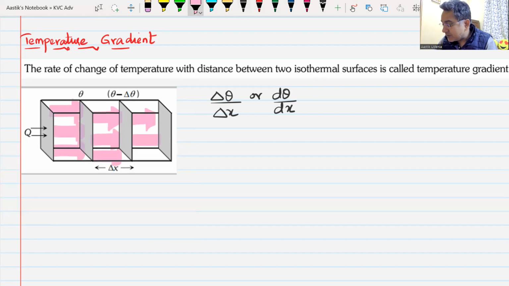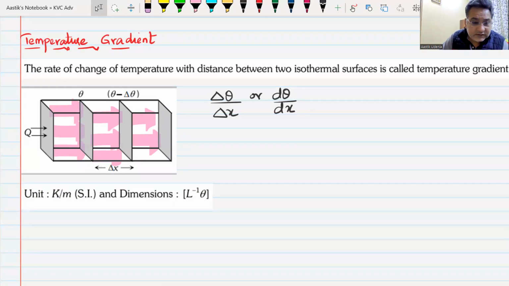In the direction of heat flow, the temperature gradient will always be negative because temperature will keep on decreasing. The SI unit: it is the difference in temperature divided by length, so the SI unit becomes Kelvin per meter. Do we understand this? The dimension becomes theta L raised to the power of minus 1.